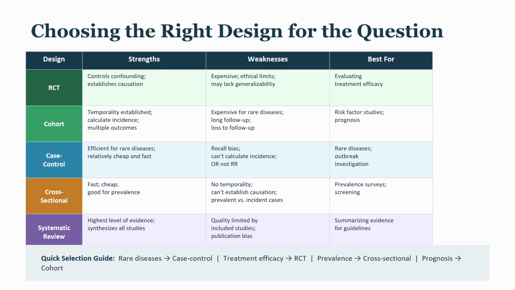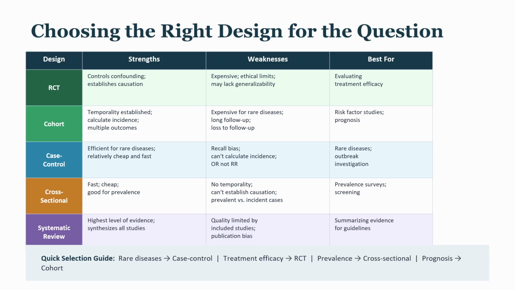Case control studies solve the rare disease problem by sampling on outcome. You enrich your study with cases. They're efficient, fast, and relatively inexpensive. The trade-offs? Temporality is more difficult to establish because you're looking backward. Recall bias is a real threat, and you can only calculate odds ratios, not true incidence or risk ratios.